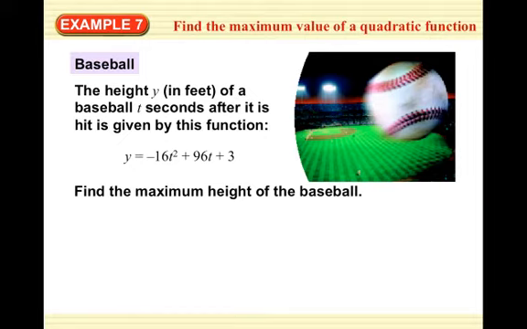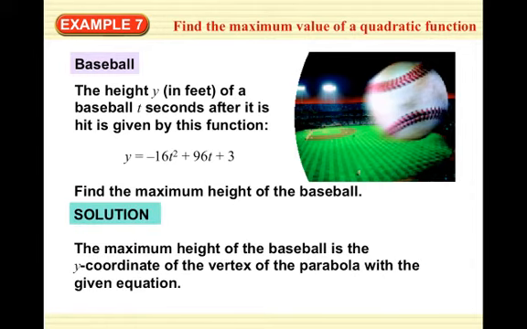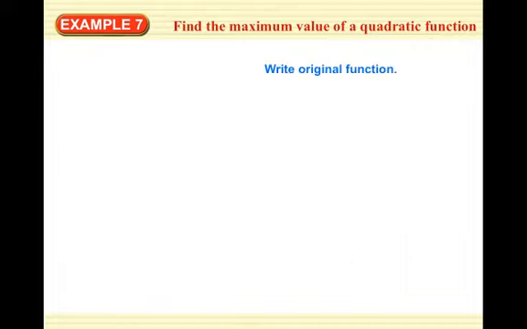Okay, well, the maximum height of the baseball is going to be the y value of the vertex. So if we put this function in vertex form, we'll be able to read that y value of the vertex because that's just k. So we want to find k. So the maximum height of the baseball is the y-coordinate of the vertex of the parabola with the given equation. And so again, that's the value of k. So we are going to do this by completing the square.